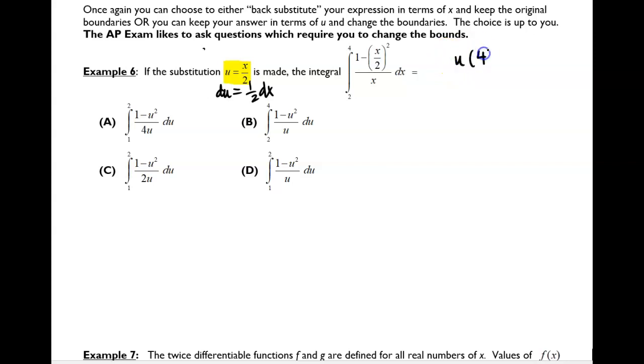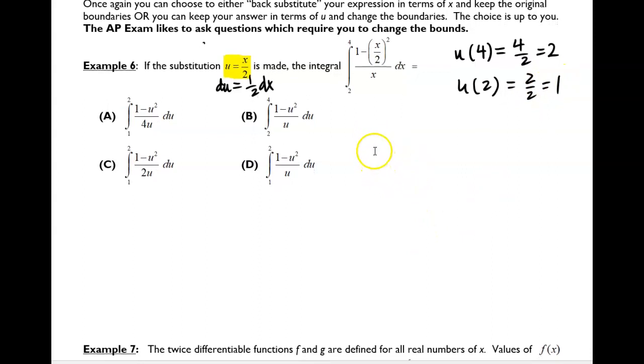U of 4 is x over 2, so 4 over 2 is 2. U of 2 is 2 over 2, which is 1. So I know my integral will be from 1 to 2, so I know it's not going to be b. I can cross that one out. Then I have my integral from 1 to 2.